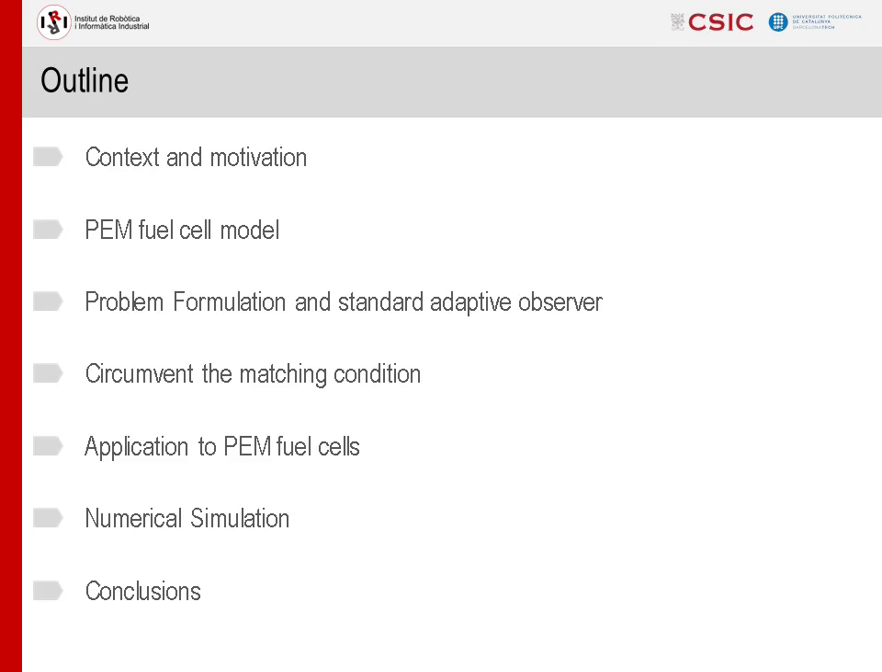The general outline of this presentation will be the following. First, the technology of fuel cells will be introduced, and the necessity of adaptive observers will be presented. Second, the adaptive observer problem will be formalized. After that, it will be shown that standard nonlinear adaptive observer techniques cannot be applied in the concerned fuel cell problem, due to a relative degree limitation. For this reason, a novel adaptive observer scheme will be presented to circumvent this matching condition. This observer will be validated in a numerical simulation.